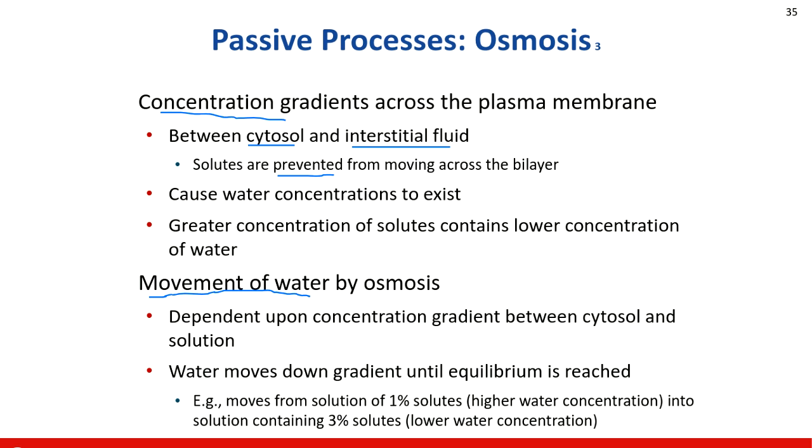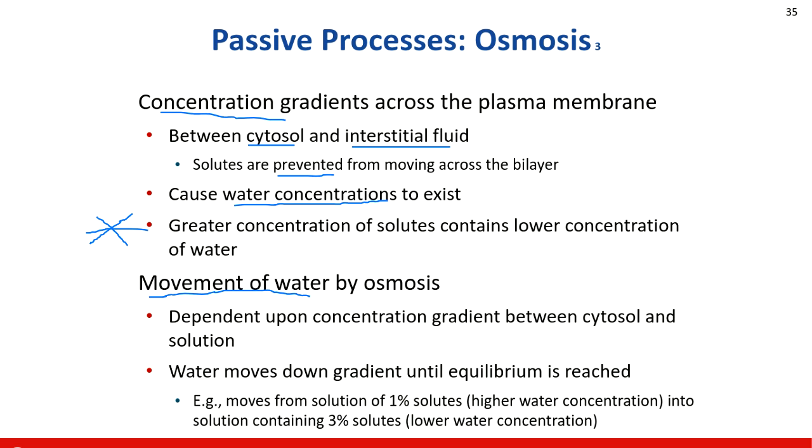Because of that, you'll have more water on one side of the plasma membrane and less on the other. That's going to create a water concentration gradient, because the solutes can't move, but water can. This next part is important, so I'm going to read it out to you. You need to just memorize this. Hopefully over the next couple of slides, you'll understand it, but for right now, memorize it.